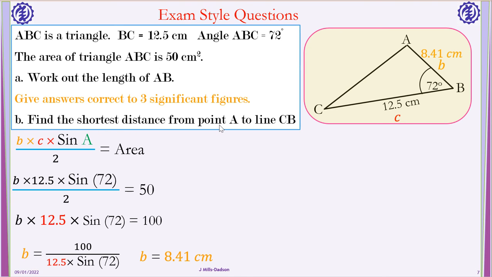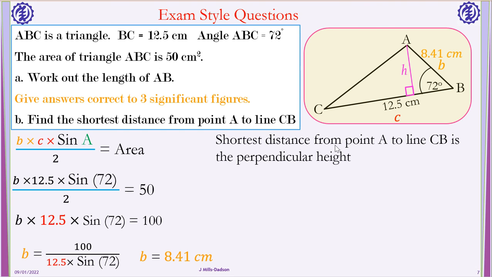Now let's go to the second part of the question. Find the shortest distance from point A to line CB. The shortest distance: there are so many lines, but what will be the shortest? The rule is the shortest distance should make a right angle, or should be perpendicular to CB. So that's one thing you need to remember. The shortest distance, which is the height, must be perpendicular to CB.